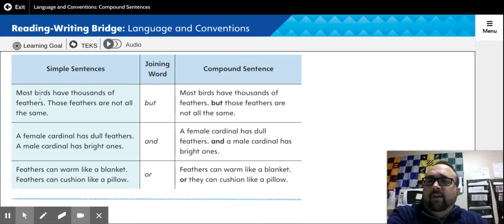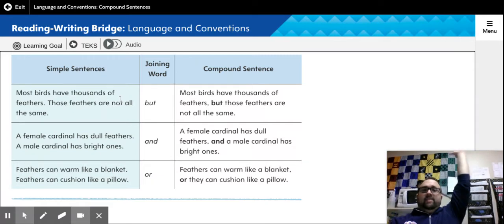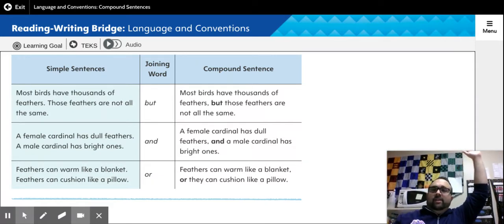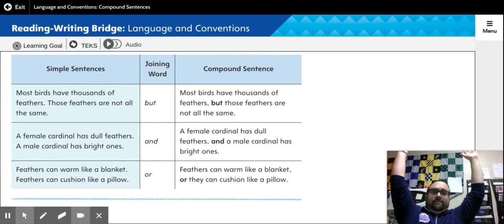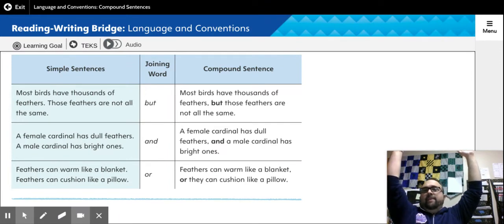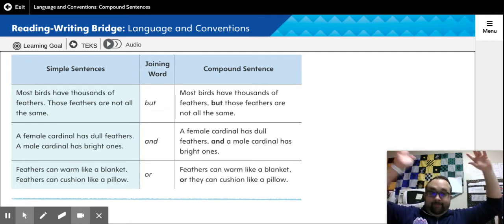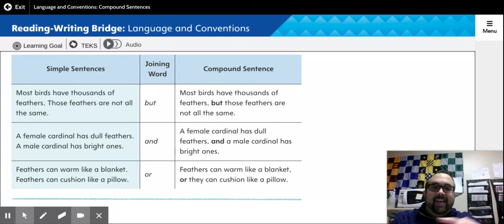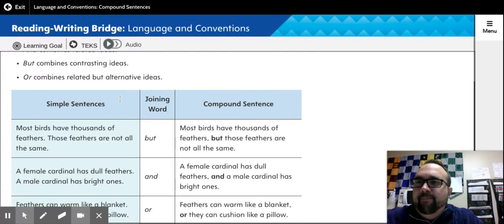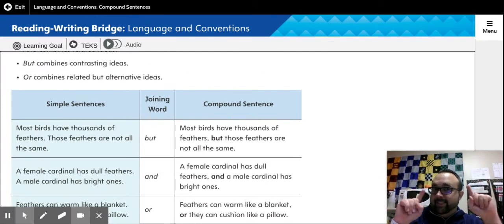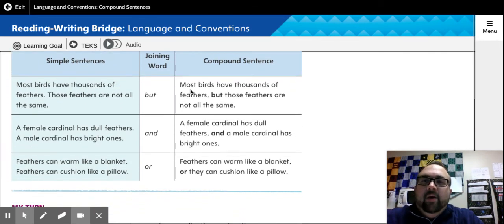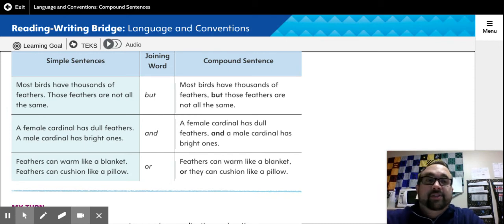So our simple sentences are: most birds have thousands of feathers. That's part one. Those feathers are not all the same. That's part two. So we notice they're talking about feathers, right? But they're not agreeing, right? What feels natural to go there? Well, we need a comma. And they say but, because remember, but combines contrasting ideas, right? So they turn it into: most birds have thousands of feathers, but those feathers are not all the same.